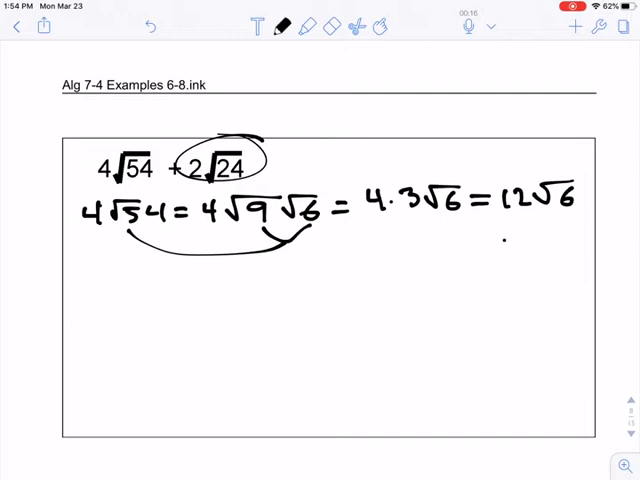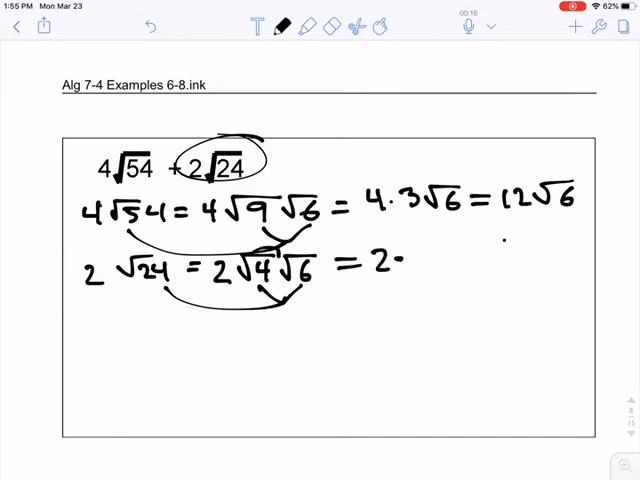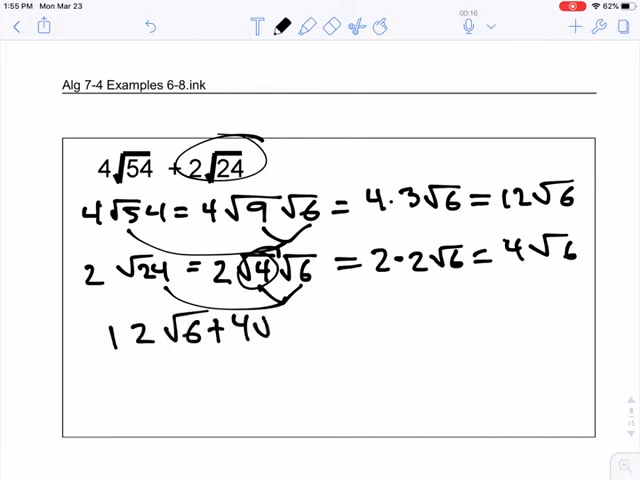Now for this one, 2 times the square root of 24, I want to see if it will work if I break that up so that there's a 6 in there, and it will. I have 2 times the square root of 4 times the square root of 6, which combine to make 24. That becomes 2 times the square root of 6, which is 4 times the square root of 6. Now I've got 12 times the square root of 6 plus 4 times the square root of 6. 12 plus 4, 16 times the square root of 6. Okay, next problem.